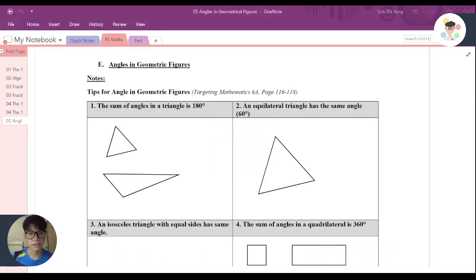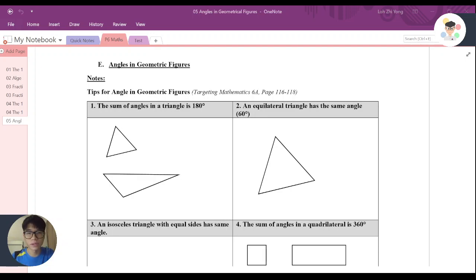Welcome back to digital class, and this is discussion for booklet number 5, angles in geometrical figure, and we are looking at these tips for angle in geometric figures. So now, there are actually in total 6 tips that you must know before you tackle this type of question.